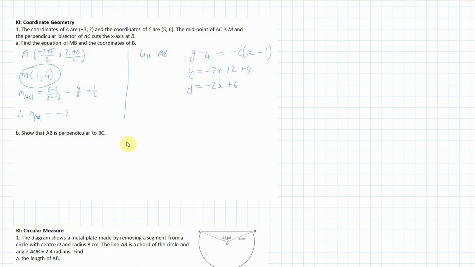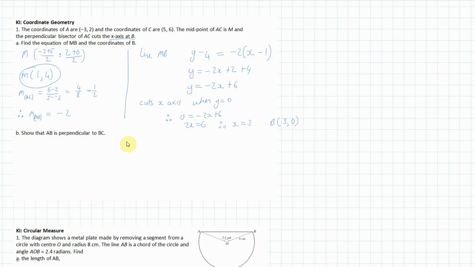And the last bit is cuts the x-axis at B. Now, it cuts the x-axis when y equals 0. Therefore, 0 equals -2x plus 6, and you can clearly see that 2x equals 6, therefore x equals 3. So the coordinates of B are (3, 0).